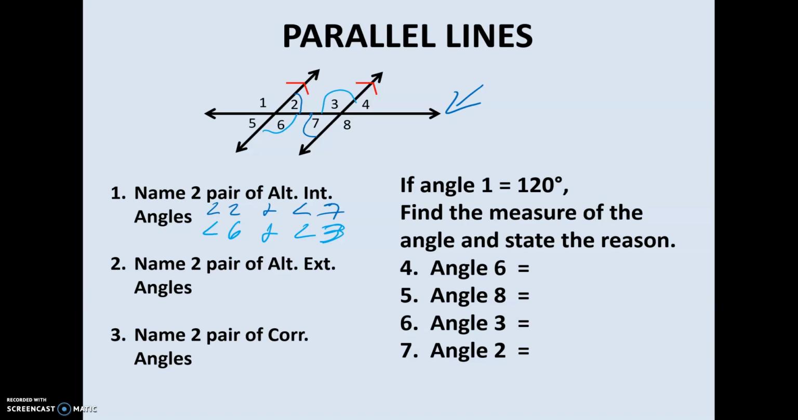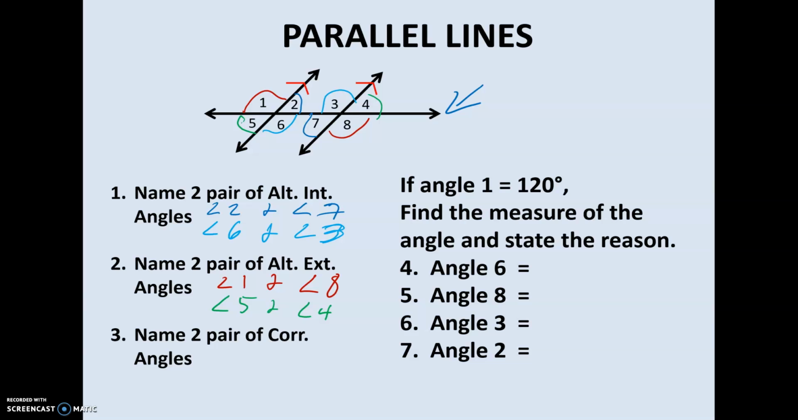Number 2, name 2 pair of alternate exterior angles. So angle 1 would be, alternate exterior would be angle 8. So angle 1 and angle 8. And another set of alternate exterior angles: angle 5 and angle 4 would be alternate exterior angles.